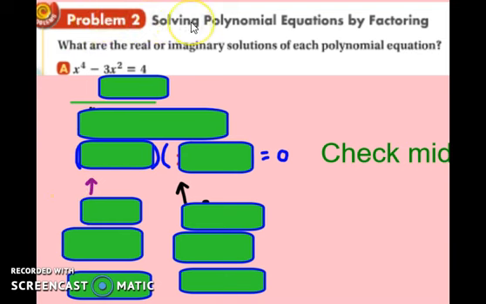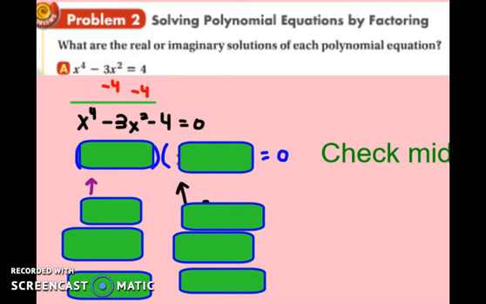So in problem number 2, we are going to solve by factoring. If I didn't use factoring, I would use the quadratic formula only if I had the second degree. If I have any other degree, the quadratic formula does not work because it is only for the second degree. So I have x to the 4th minus 3x squared equals 4. First thing I need to do is to make it equal 0, so I am going to subtract 4 from both sides.